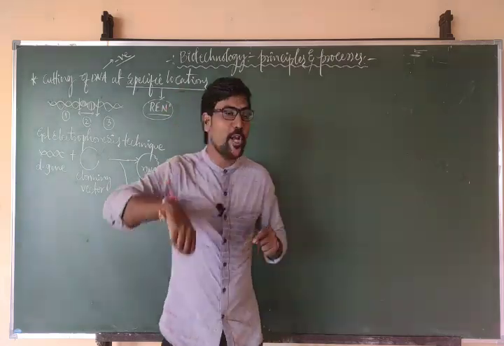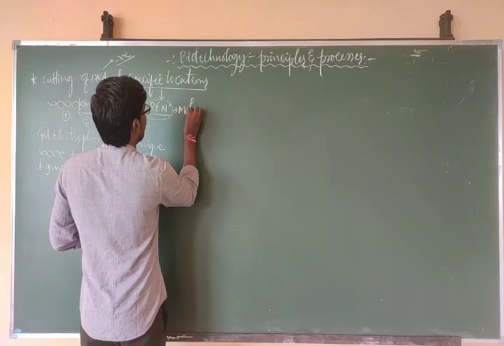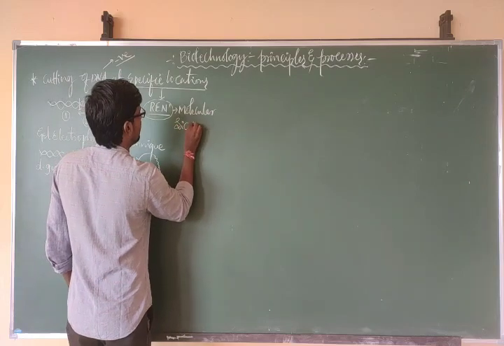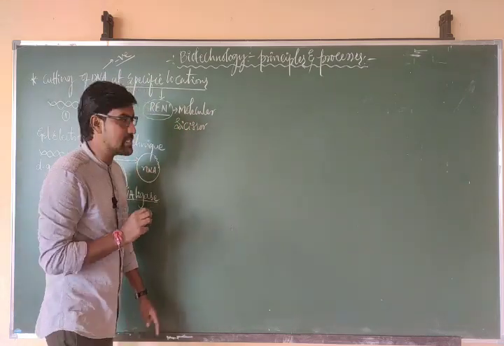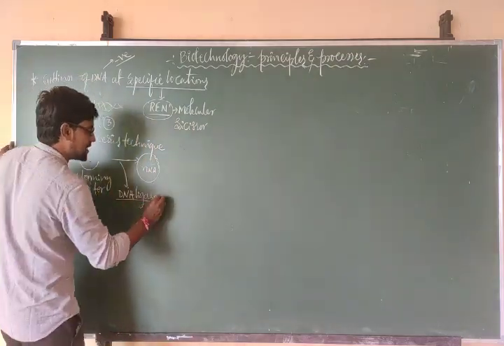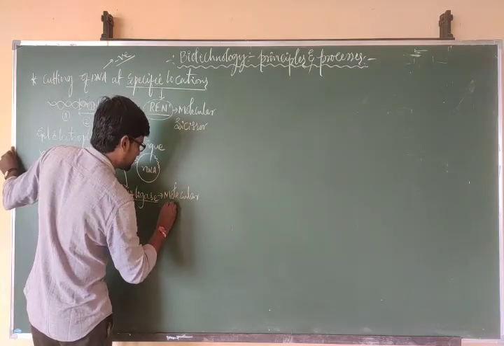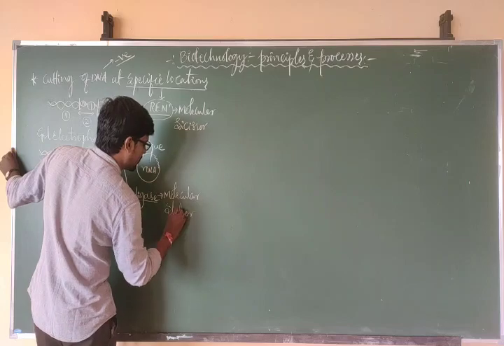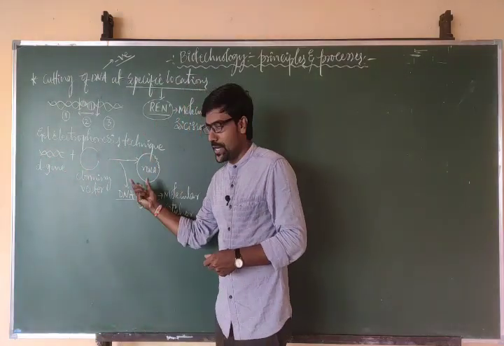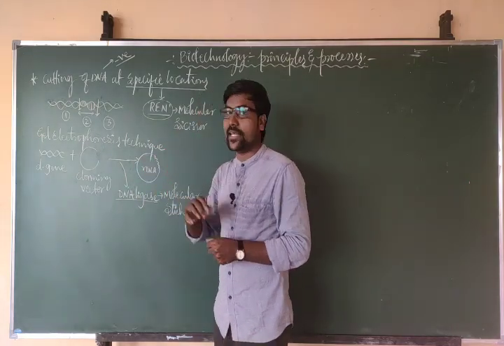Hence, we also call the restriction endonuclease enzyme a molecular scissor, for cutting. And the DNA ligase enzyme is called a molecular stitcher. One is a cutting enzyme, one is a joining enzyme. With the help of these two enzymes, we prepared one rDNA, right?